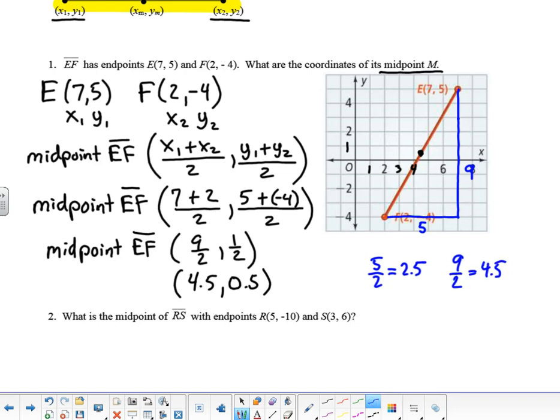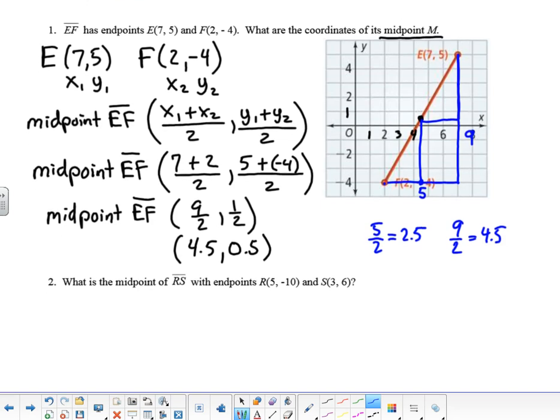You could just count over. So over 2.5 would be here. That's halfway. And half of 9 is up 1, 2, 3, 4.5. So basically we're creating two smaller triangles that are the same. Okay, and we found the midpoint. So we've got the graph, we've got the formula. I think you guys see that here.